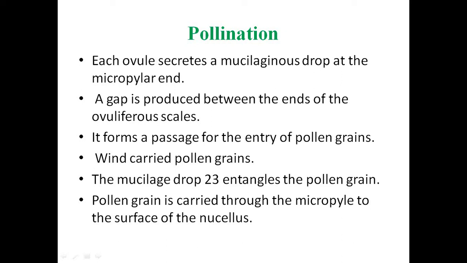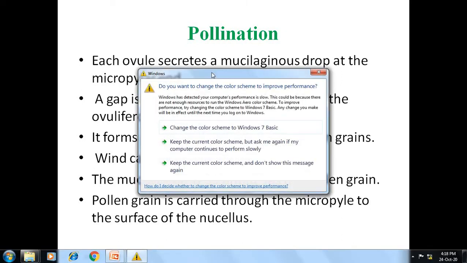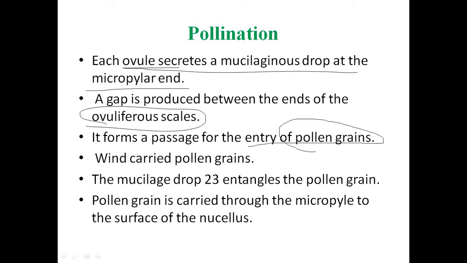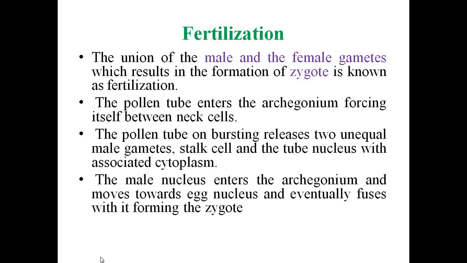In Pinus, pollination is by wind, obviously, because the pollen grains are winged, as we have studied. Each ovule secretes a mucilaginous drop at the micropylar end, and a gap is produced between the ends of the ovuliferous scales, which forms an entry for the winged pollen grains, and the mucilage drop entangles the pollen grain. Afterwards, the pollen grain reaches from the micropyle to the surface of the nucellus, and fertilization takes place.